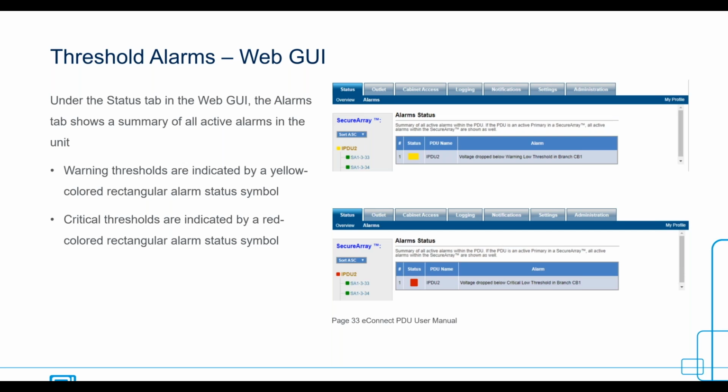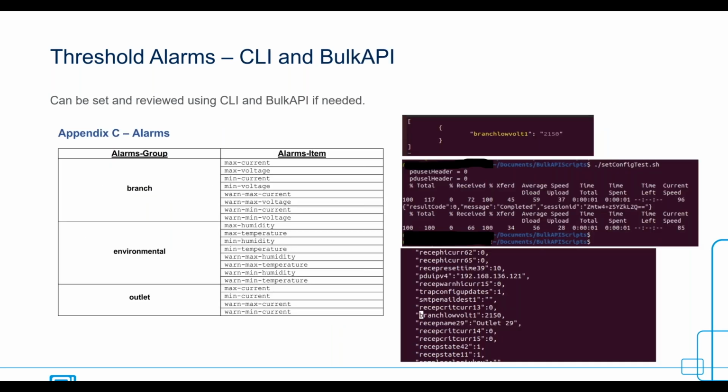So in the example shown to the right, notice how it will show that color status, it shows your PDU name, and also it has a description of what this alarm is describing. So for instance, if a voltage dropped below, let's say a warning low threshold, then you'll be able to see that description there. And then we'll get into more details on how this looks like for the branch or any other types of thresholds. Another feature that our units include is accessing threshold alarms through CLI and bulk API.